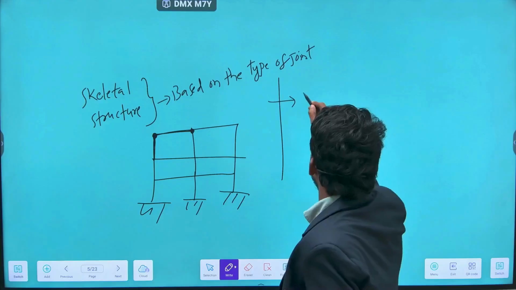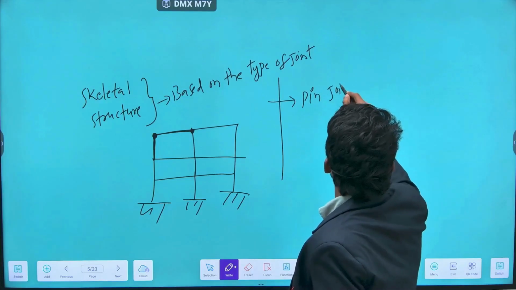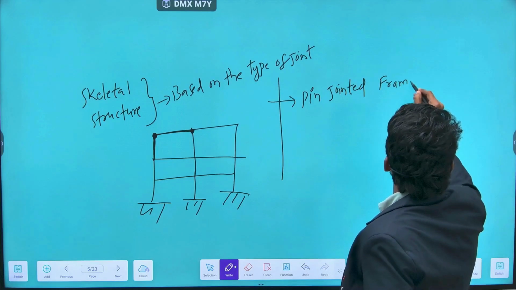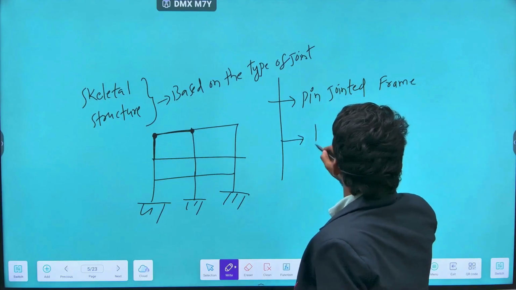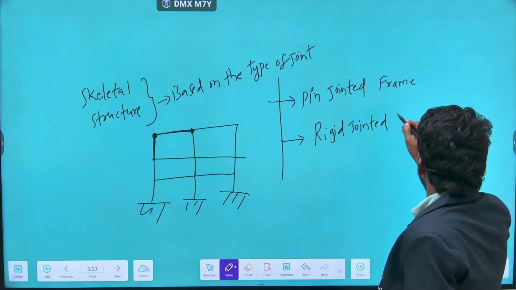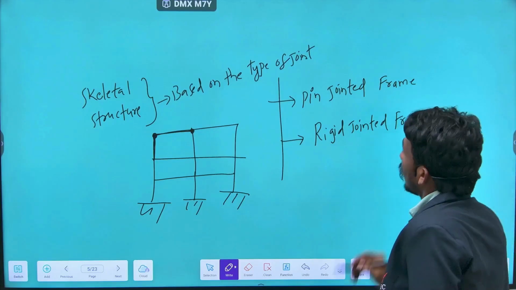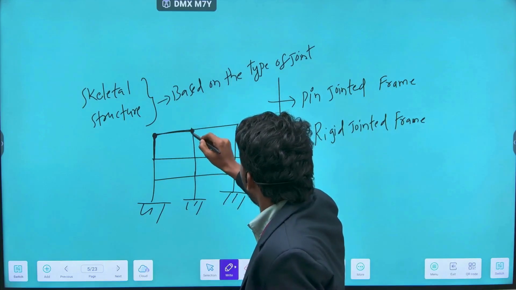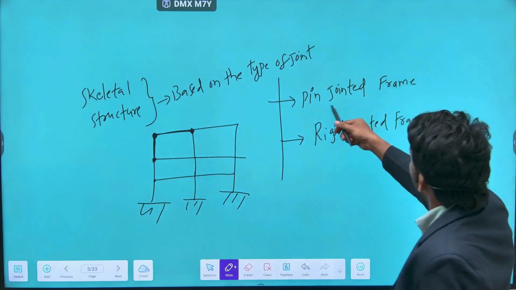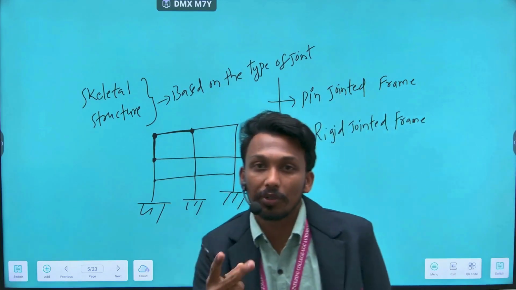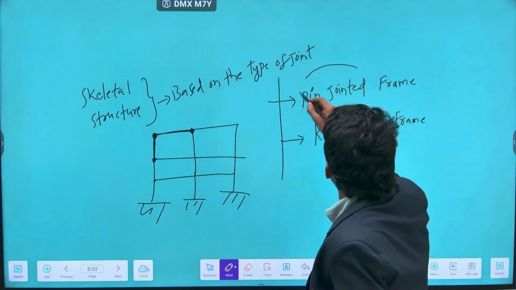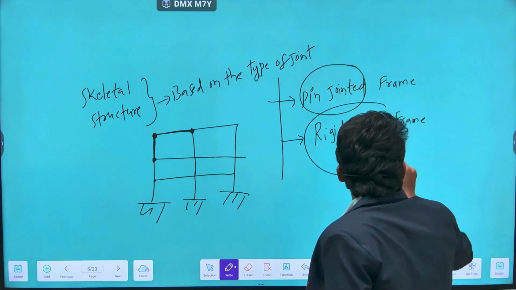One is a pin jointed frame, the other is a rigid jointed frame. Now, as I said, based on these joints, the skeletal structures are classified into two things: a pin jointed frame and a rigid jointed frame. Now, let us see what a pin joint is and what a rigid joint is.